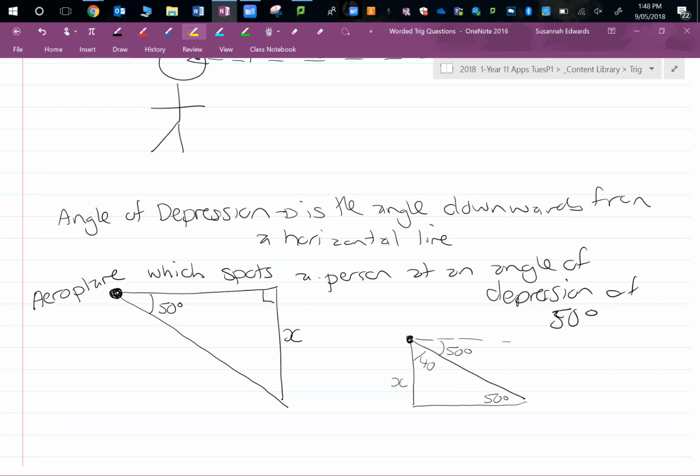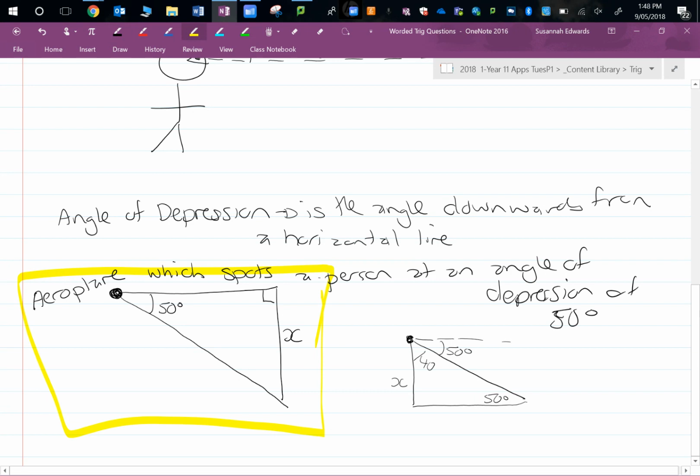However, I feel like the one on the left is the best way to do it because you're less likely to get confused. Okay, so think about it in terms of an angle of depression always being from a horizontal downwards. You can still put a distance up and down on the other side of the triangle. Okay, can you write that down, please?